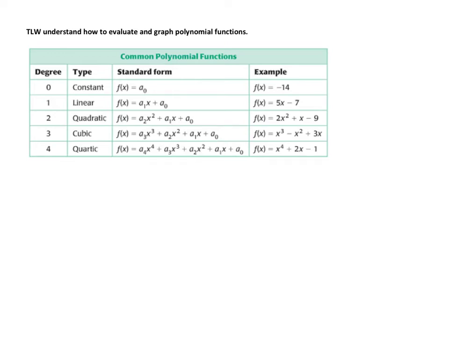Alright guys, today's goal: the learner will understand how to evaluate and graph polynomial functions. Okay, so polynomial functions are classified based on their degree. If the degree is 0, f of x equals a constant, so f of x equals negative 14. That's just an example. f of x equals 2, 3, 7, negative 12, doesn't matter.